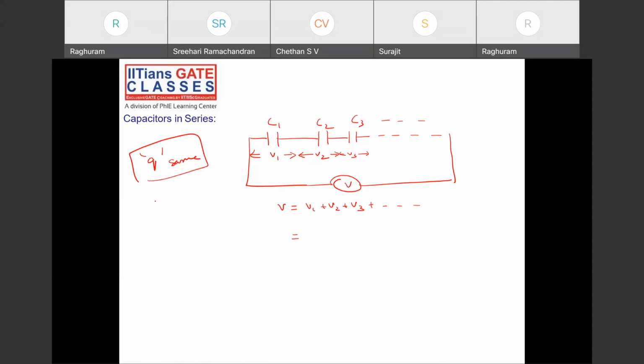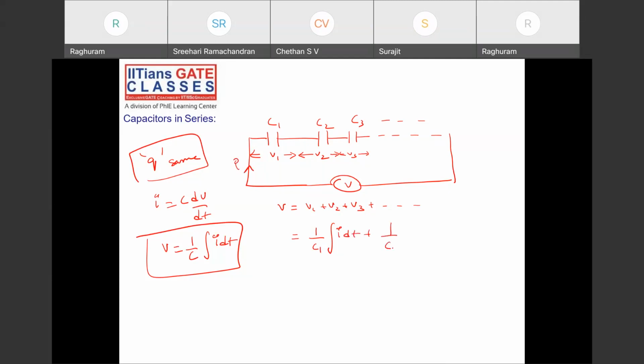So you can say something like this. You already have I is equal to C dV by dt. From this you have V is equal to 1 by C integral I dt, right? So from this, V is 1 by C1 integral I dt, because in series, current is also same, plus 1 by C2 integral I dt plus 1 by C3 integral I dt plus so on. So this can be equivalent to 1 by C equivalent integral I dt.